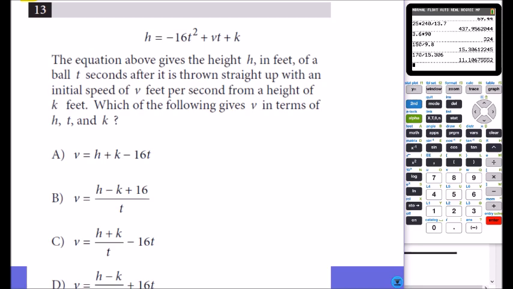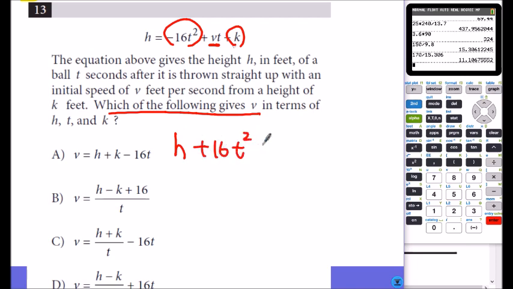13. The equation above gives the height h in feet of the ball t seconds after it's thrown straight up with an initial speed of v. So for this type of question, as you can see, you're just solving for v in terms of the other variables, just like what it says, right? So we're solving for v. So move the other two terms to the other side. So h plus 16t squared and minus k equals to vt.